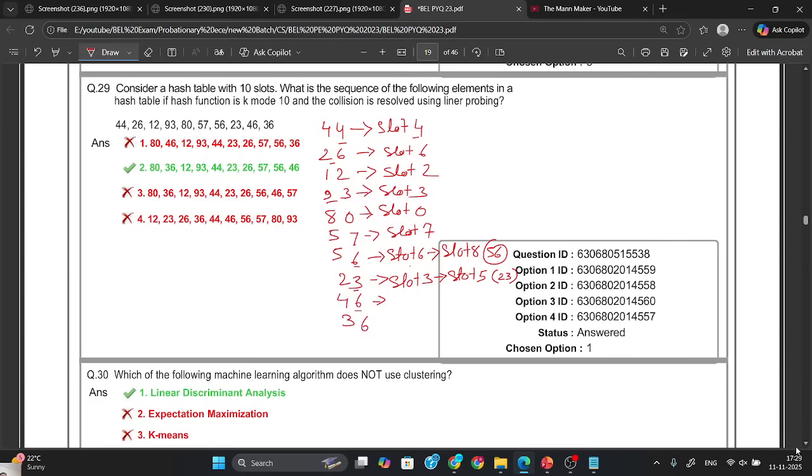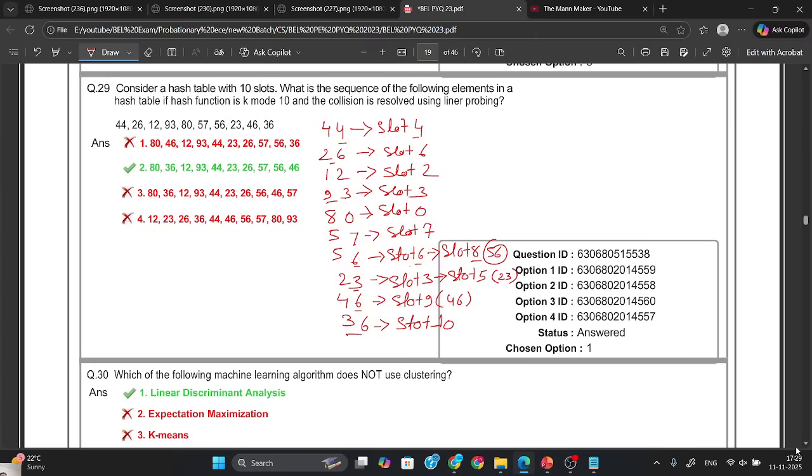Now again 46 comes. So again slot 6 is already booked, slot 7 is already booked, slot 8 is already booked. After that we have slot 9. So in slot 9, 46 will be reserved. Now we have 36. So again 6, 7, 8, 9, and it will come to slot 10. So slot 10 is occupied by 36.